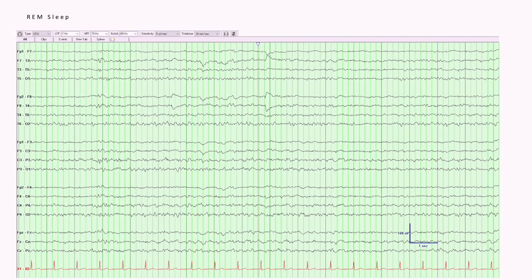Here's another example of REM sleep. It's a bit more subtle. Do you see the eye movements? Here you are.